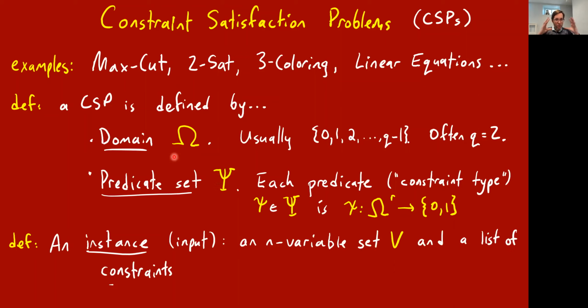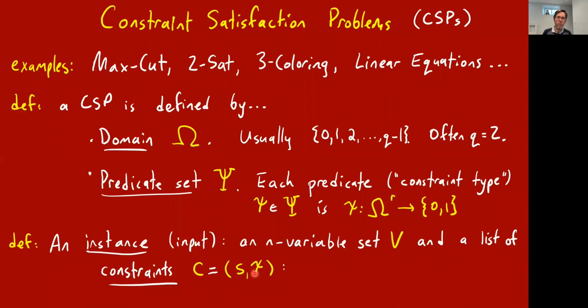So that's the problem, but now you have an input or an instance of the problem. The input or an instance of a constraint satisfaction problem is a set of n variables, which we'll just call V, together with a list of constraints. And the list of constraints is the main thing. Think of the clauses in our 2-SAT instances. Each constraint C is a pair.